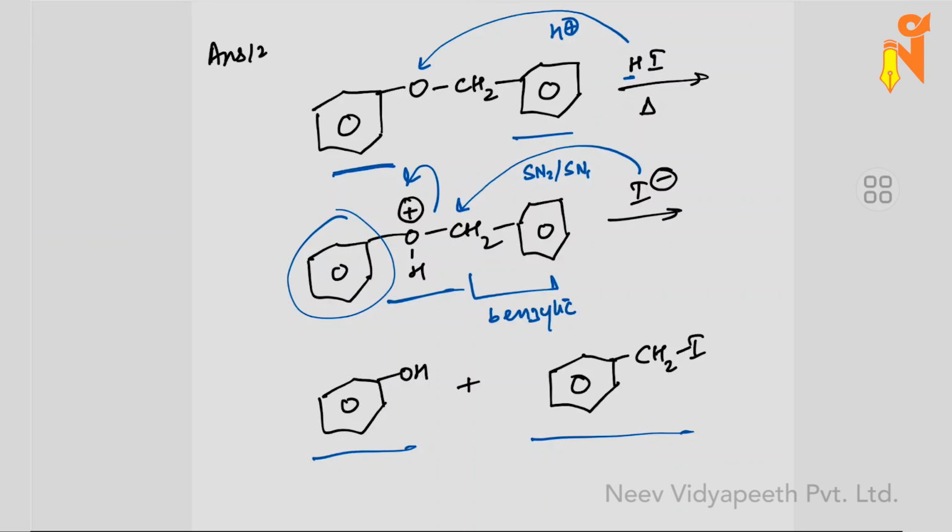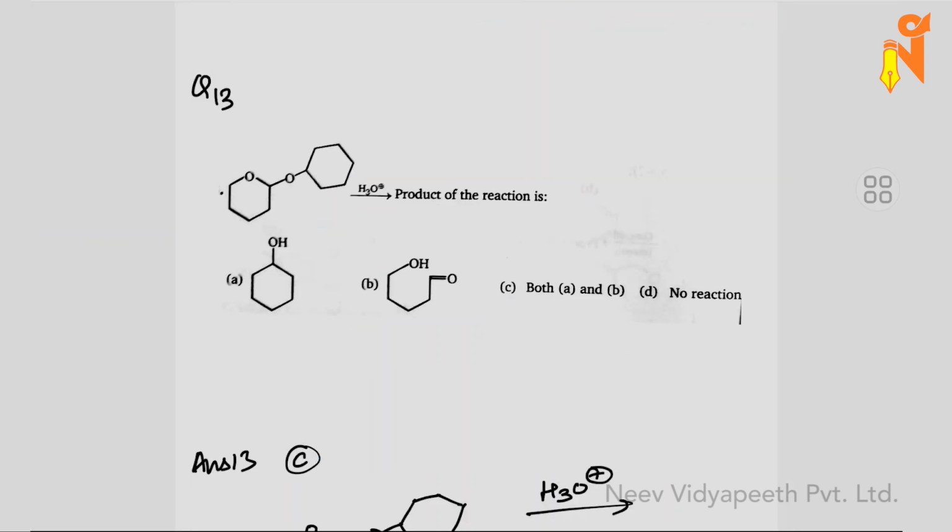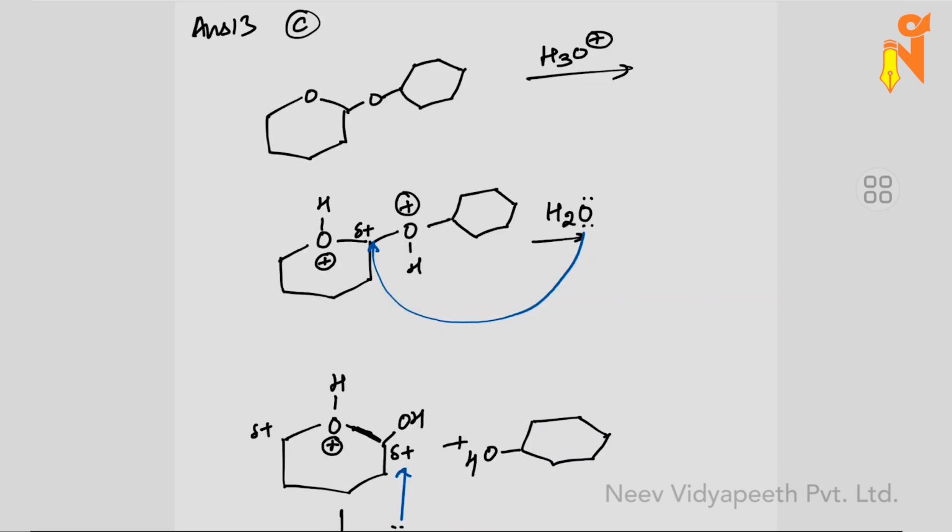Second, come to question number 13. Again, a very similar question. In question number 13, you have been given a cyclic ether and one more ether, and they are asking what the product will be if we do the hydrolysis of this compound. Let's see the solution. So here we have H3O plus. H plus will be attacking one of the oxygens, or you may say both of the oxygens at the same time. Either way you can do the reaction.